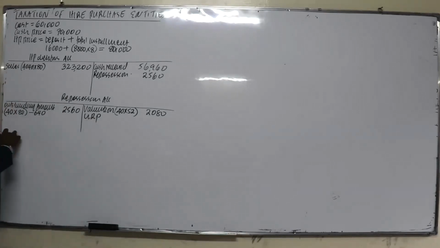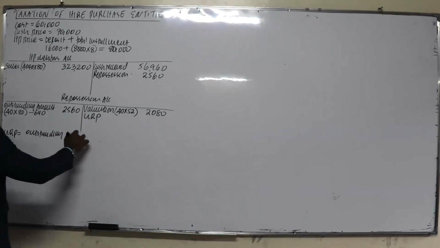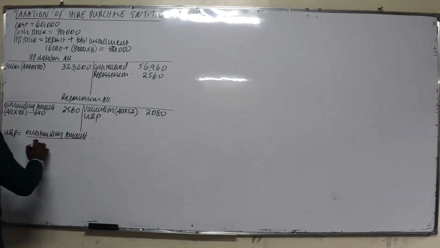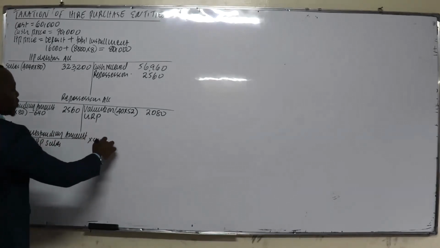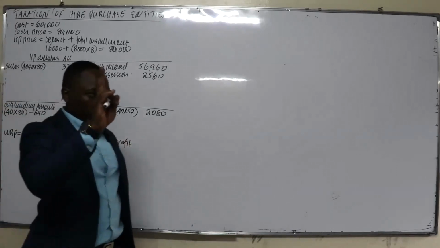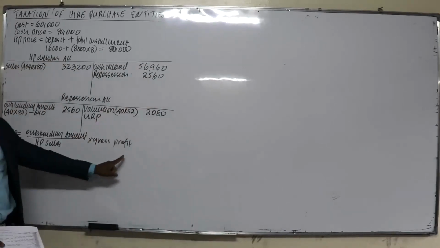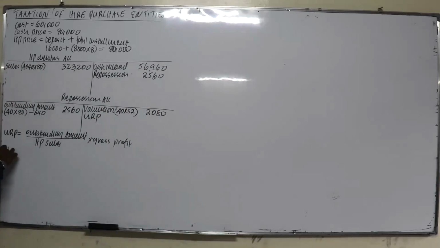So how do we get the unrealized profit? Now, unrealized profit, you take the outstanding amount, you divide by the hire purchase sales, you multiply by the gross profit. And note that for unrealized profit, we compute two. One is for the outstanding debtors at the end of the year, as well as on repossession. So we provide for unrealized profit, number 1, on debtors, as well as unrealized profit on repossession.